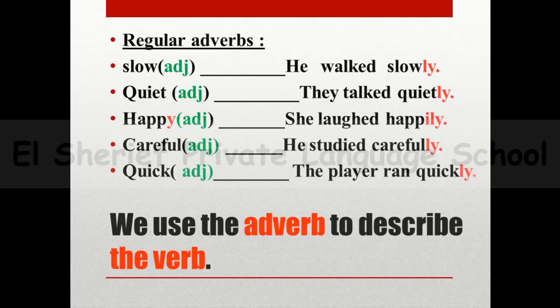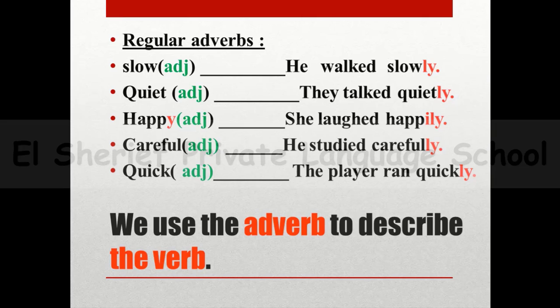Careful as an adjective. We should put also ly. She studied carefully. She studied carefully. Okay, and we should put the adverb after the verb. Quick. The player ran quickly.